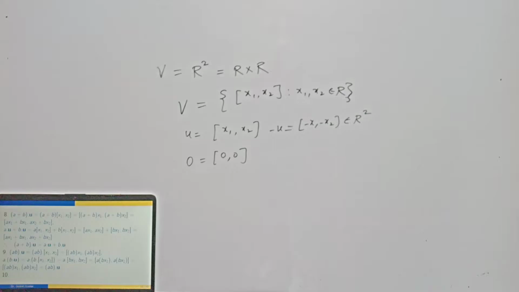Tenth property, 1 is a real number, if I solve 1 dot u, following the definition again of scalar multiplication, multiply coordinate wise, we get the same vector (x1, x2). That means the 10th property is also satisfied.